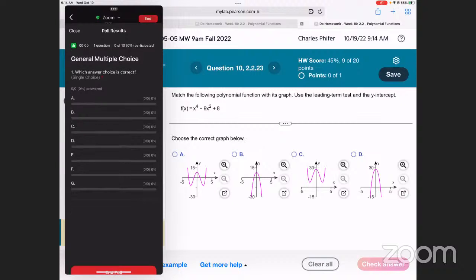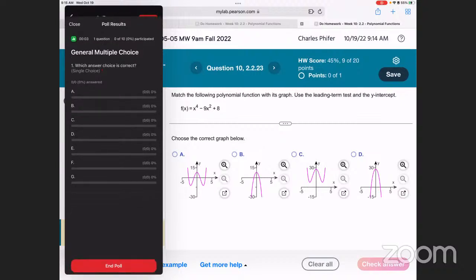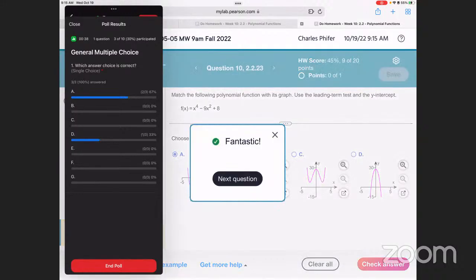Okay. So this one asks us to match the following polynomial with the graph using the leading term test. All right. So the leading coefficient is positive. So that tells us we should go up to the right. The degree of the polynomial is even. So the other side does the exact same. So it can't be B or D. And then if you think about the y-intercept, is it A or is it C? All right, it can't be D. I think B is out. So yeah, I think I'm gonna go with A, right? Because the y-intercept is 8. C is closer to like 29 or something like that. So we're gonna go with this.